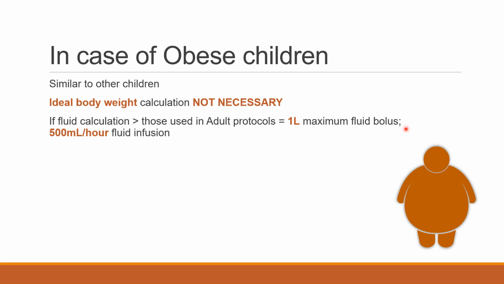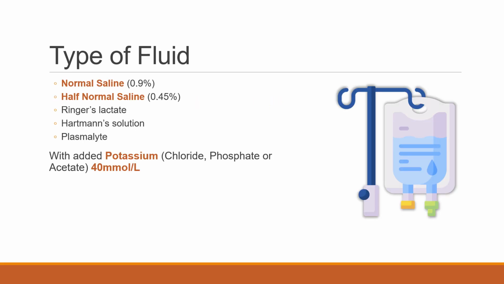That means the fluid bolus initially that we are giving at 20 ml per kg, for adults it is 1 liter, and the fluid rate we are calculating, like 196 ml per hour or 87 ml per hour in the previous two examples, the fluid rate for adults is 500 ml per hour. So we have to use the adult guideline if the fluid calculation for an obese child exceeds that of the adult protocol.